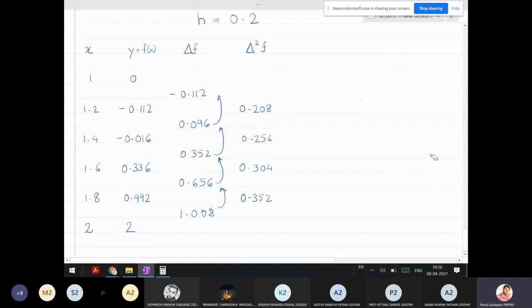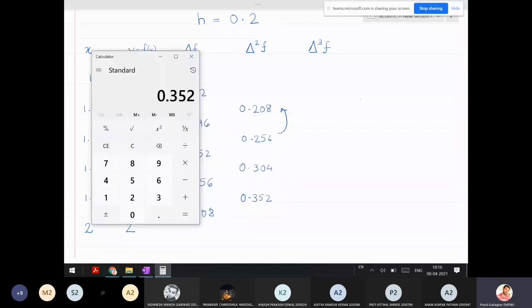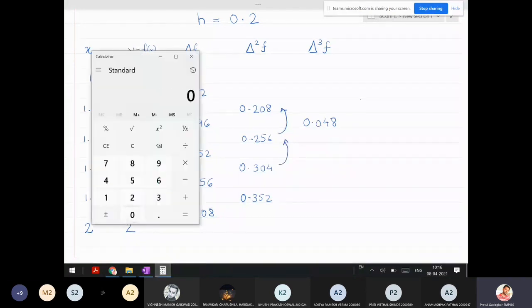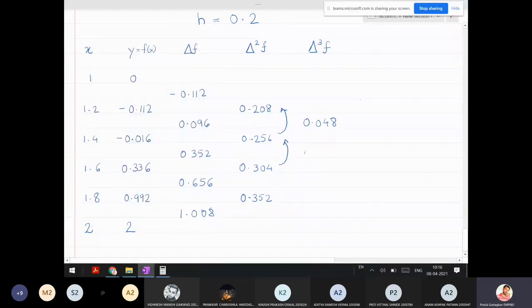Okay, so delta cube f, I'm going to do again the same type of subtractions. So this minus this, which is 0.256 minus 0.208, which is 0.048. Then the next is 0.304 minus 0.256, which is again 0.048.